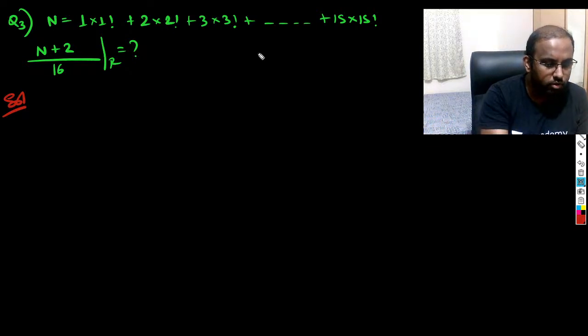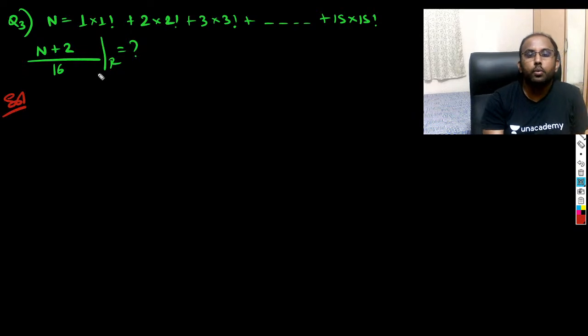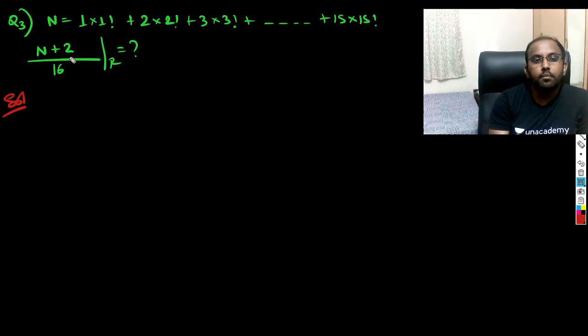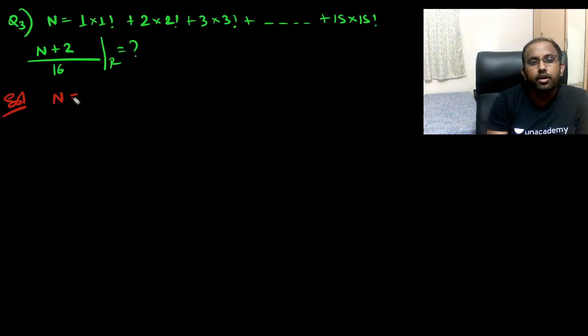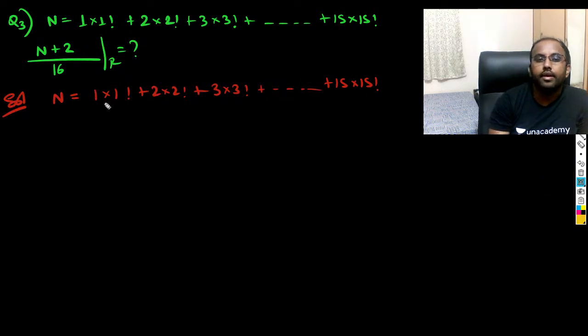Somebody is asking a doubt, no? Fine. Okay, so basically the remainder of n plus 2 divided by 16, right? So if I want to solve, first I need n actually. How do you solve this n here? So n is equal to 1 into 1 factorial plus 2 into 2 factorial plus 3 into 3 factorial, and it goes like 15 into 15 factorial. So how do you break n here, guys? You break n like this: 1 into 1 factorial, let it be 1 only, that's fine.